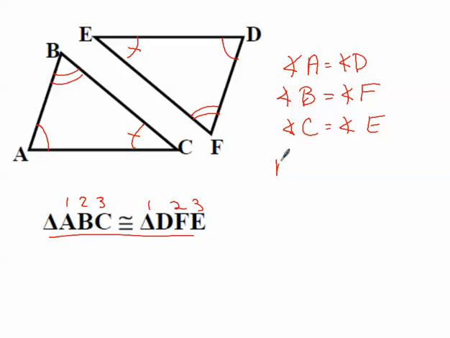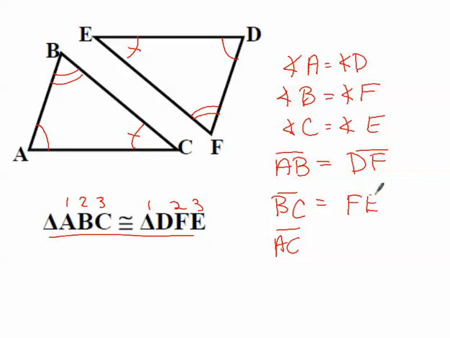Also, I have AB, BC, and AC. And what matches up with AB? DF. How about BC? FE. And finally, AC, DE. Now, to do that, I put a hash mark, a little tick mark, in between AB and in between DF. I can put 2 between BC and 2 between FE, and then finally 3 to mark the other side.